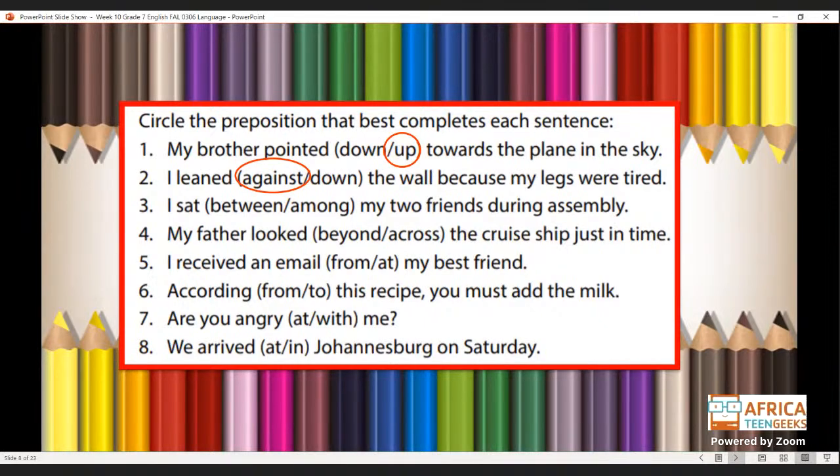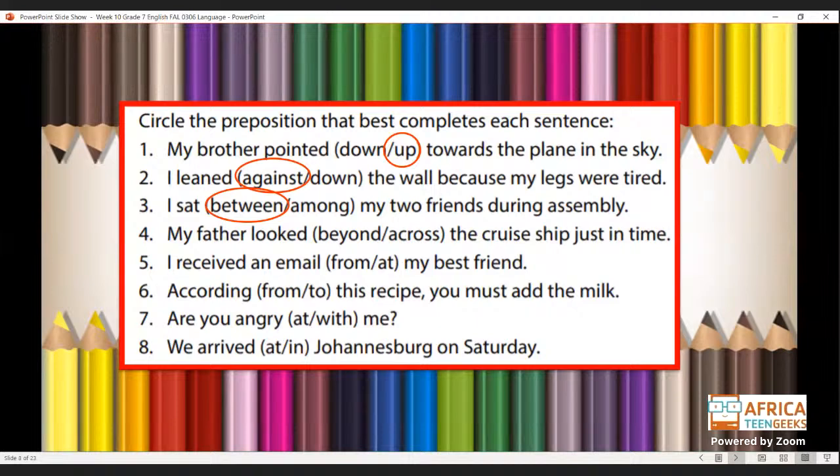I sat between, oh, be careful for this one. I sat between or among my two friends during assembly. Let's see who is awake. There we go. Excellent. Pat, pat, pat. I sat between my two friends during assembly. Well done. Good job. Ooh, that's a challenging one.